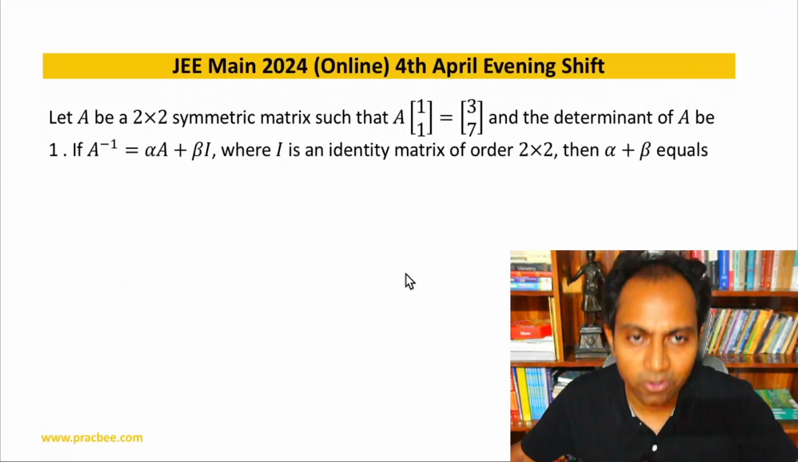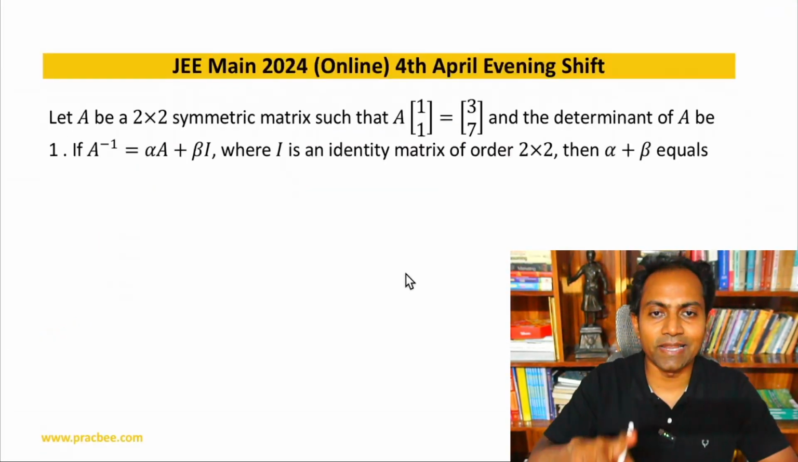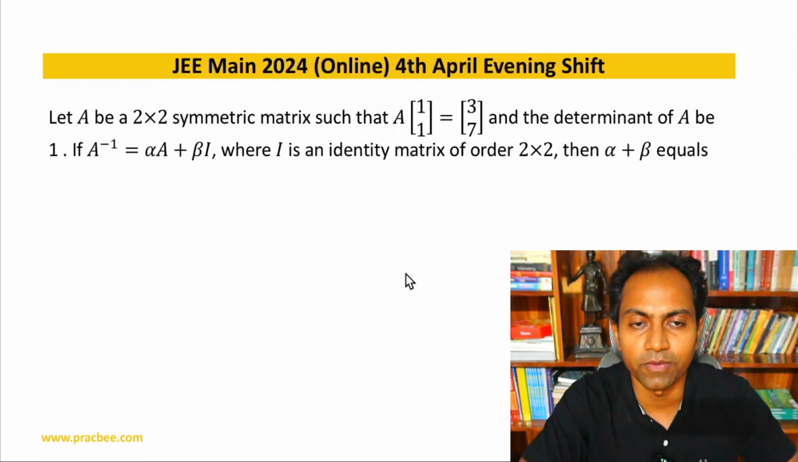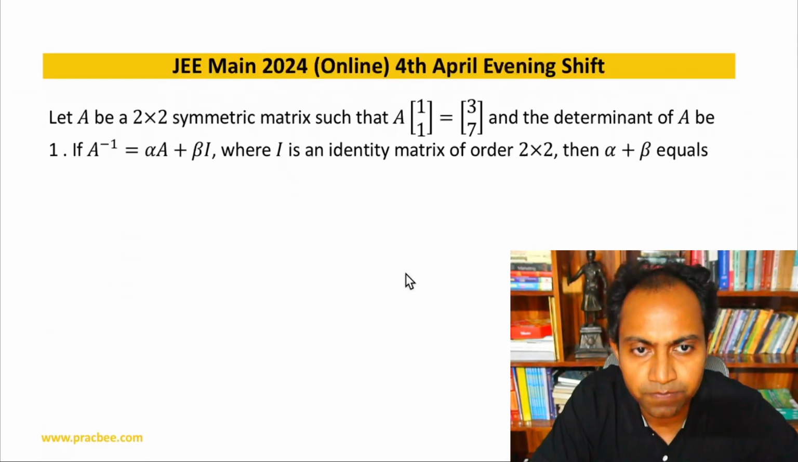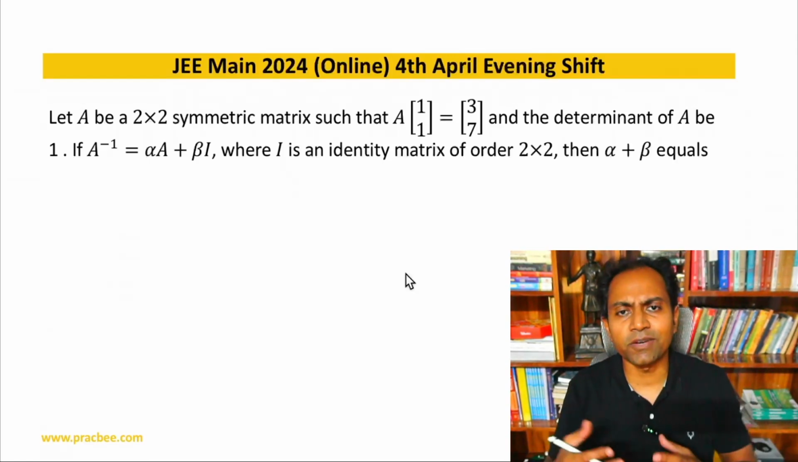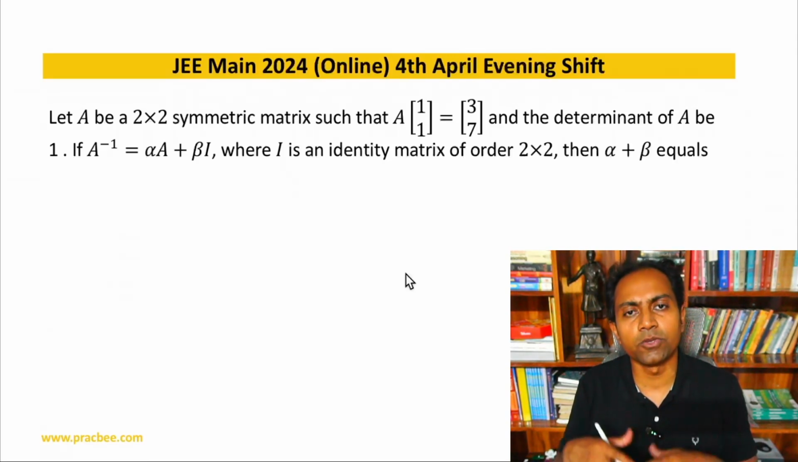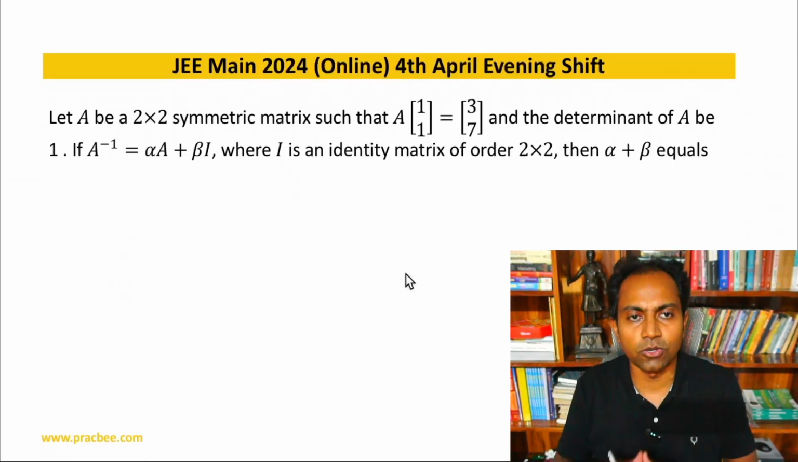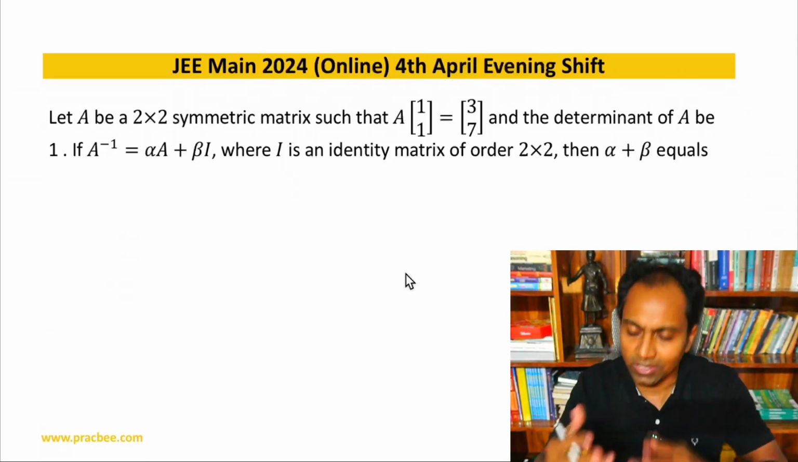Now this 2024 question connects an idea that we did earlier, the inverse of a matrix, with the idea of a characteristic polynomial and how we can use it. It is not that we need to use it, it is just that if we use it, our solutions will become smarter and more efficient, and we are going to take less time.